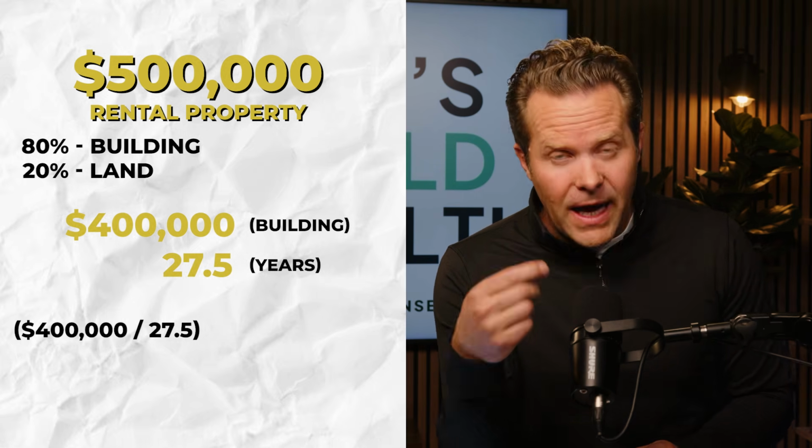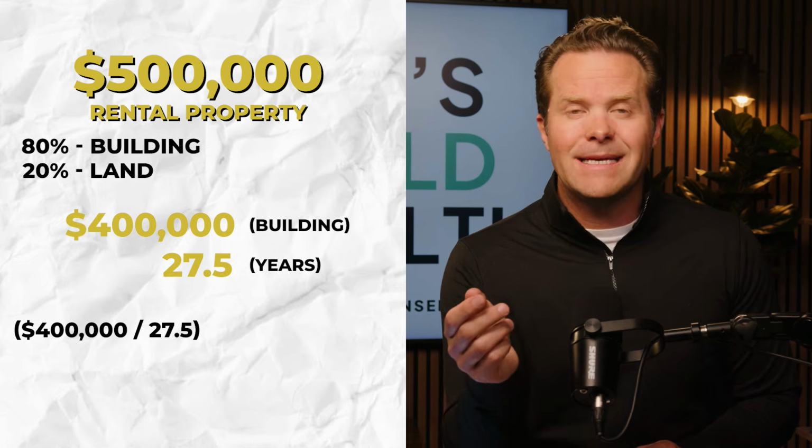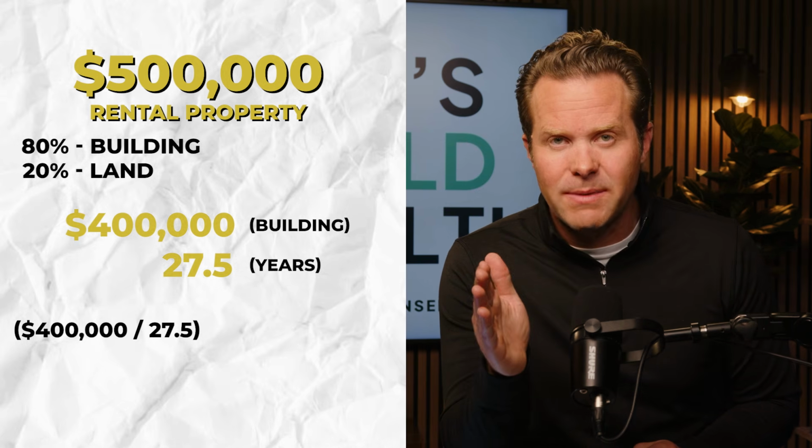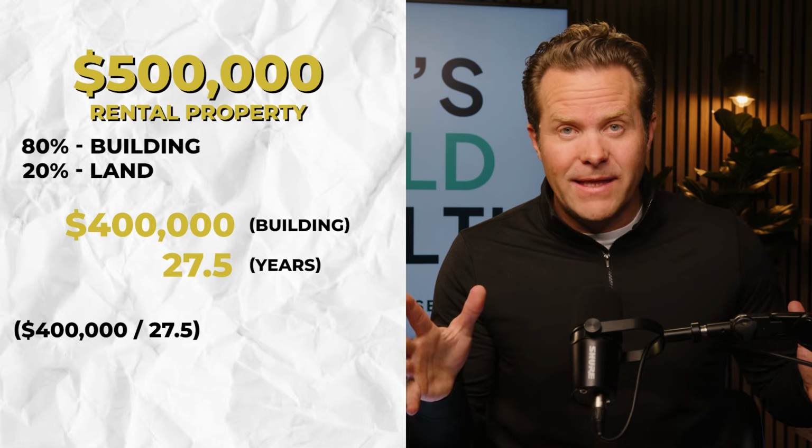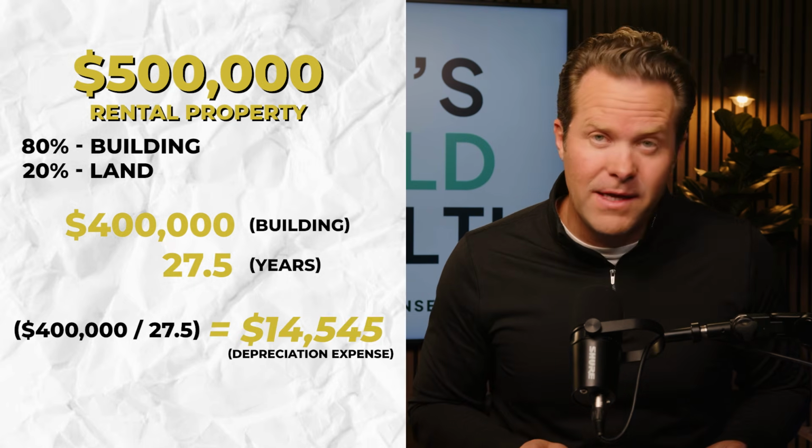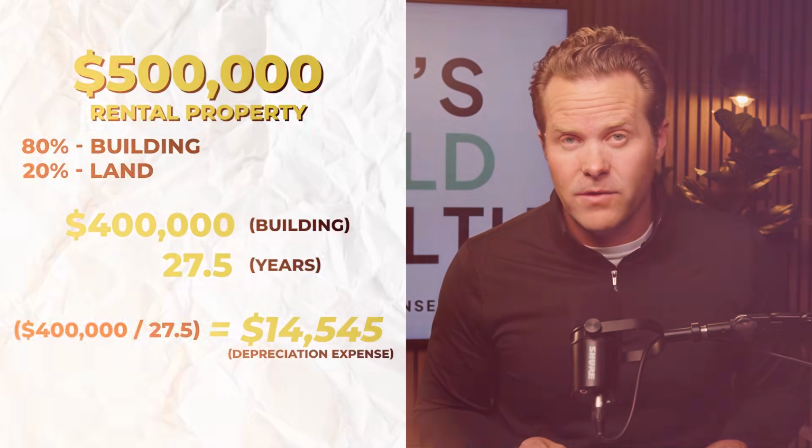So for example, you will take $400,000 divided by 27 and a half, and that's going to give you the depreciation expense you get to take each year. Now, in this example, that amounts to $14,545. Now, keep in mind, you're not paying this $14,545. This is not coming out of your pocket, but you get to take an expense on your tax return.